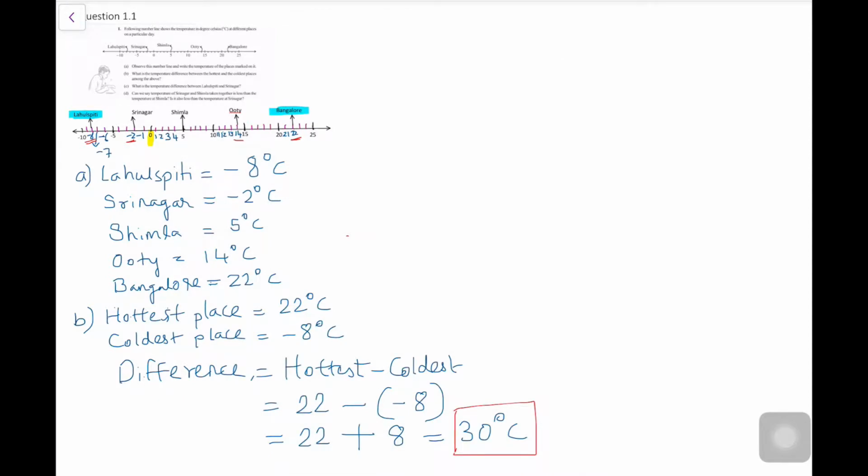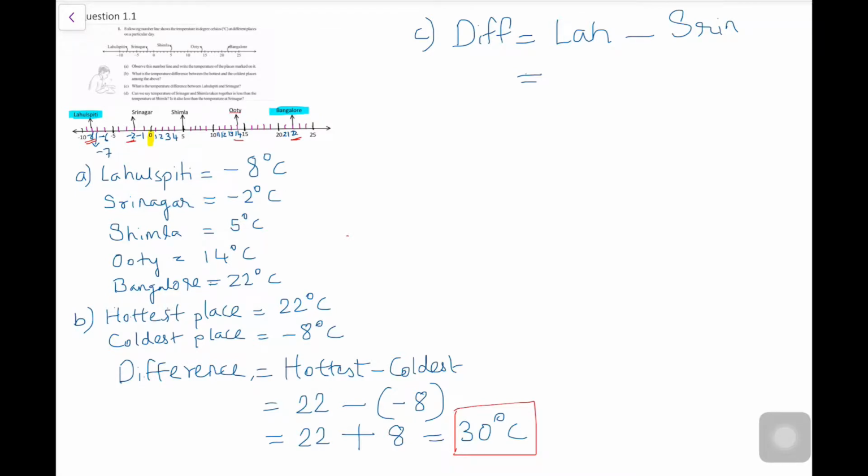Okay, now coming to question number C. What is the temperature difference between Lahul Spiti and Srinagar? It's quite easy. The difference between Lahul Spiti and Srinagar. Difference equal to the temperature in Lahul Spiti minus the temperature in Srinagar. Now you can say what is the temperature in Lahul Spiti. It is minus 8 degrees Celsius. And the temperature in Srinagar is minus 2 degrees Celsius.